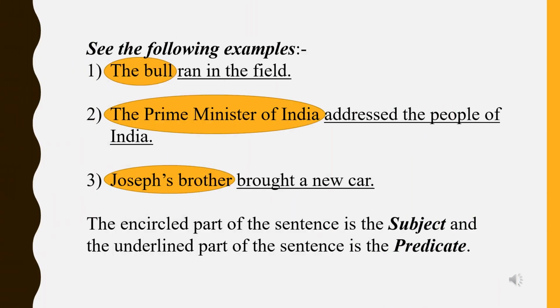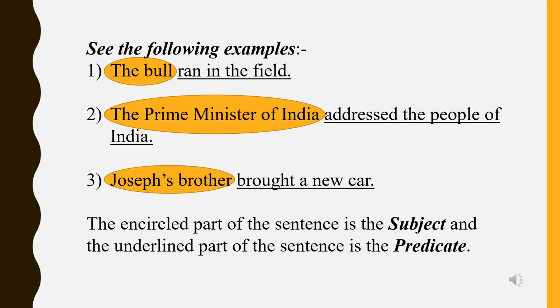I shall explain this to you with the help of these examples. See the first sentence. The bull, which is encircled, is the subject. We are talking about the bull in the sentence. What is said about the bull? That it ran in the field. That part is the predicate.